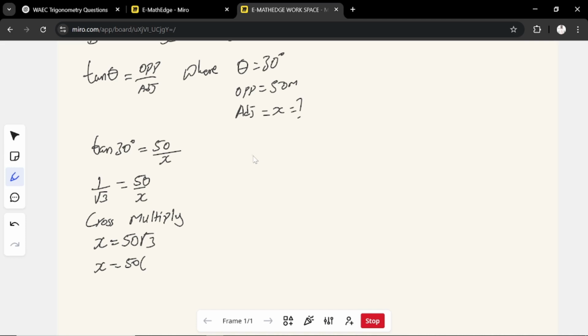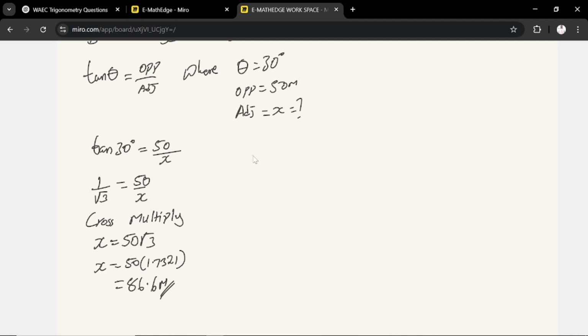Root 3 is 1.7320 or 21 approximately, such that 50 multiplied by the value in the bracket, we are going to have x to be 86.6 approximately. Now this is the value of x in meters.